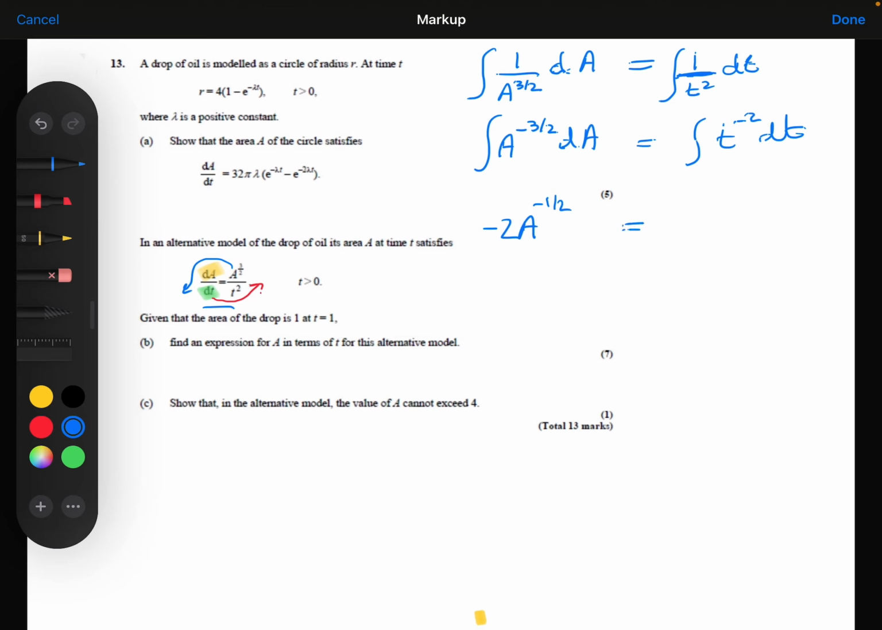On the right-hand side, add 1 to the power. Minus 2 plus 1 is minus 1. Divide by minus 1. And not forgetting the plus c.